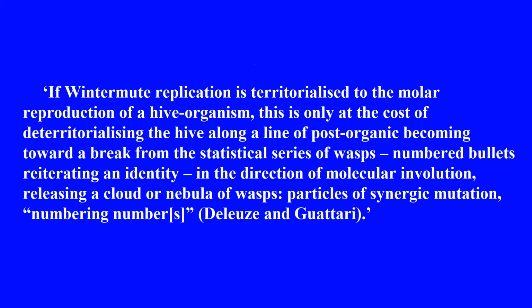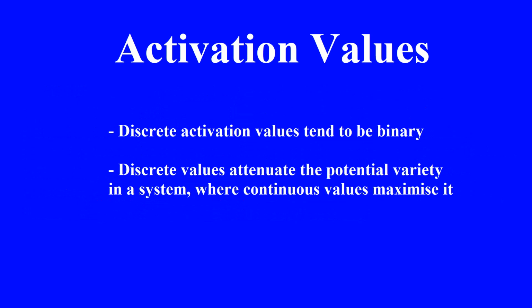I see this passage as contrasting the discrete values of a binary input with the continuous or potentially unlimited values of a non-binary form of input. The machinic structure of the wasp hive operates in an ordered and numerical way, whereas the cloud of wasps is a more organic formulation. Where discrete values attenuate the potential variety in a system, continuous values maximize it, and can be more directly mapped onto real numbers.